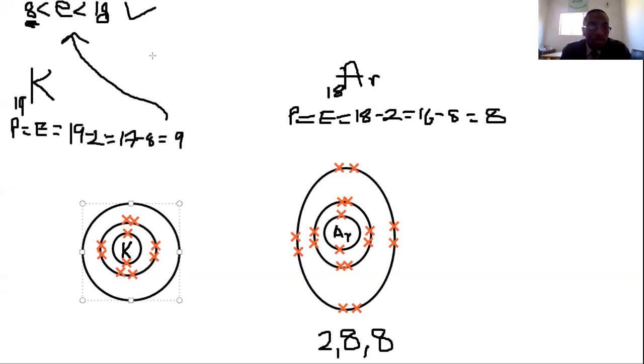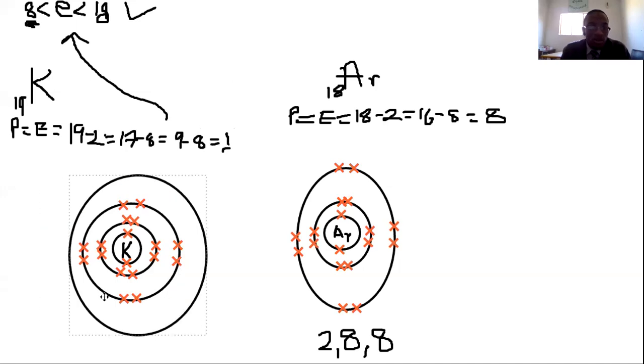In the third shell, we're going to put 8. 1, 2, 3, 4, 5, 6, 7, 8. And we subtract the 8 that we have used. What will be the remainder? The remainder will be 1. So the 1 that remains goes in the fourth shell.